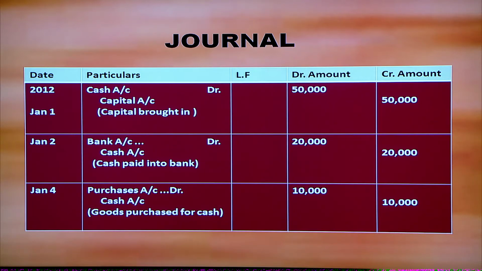That is the narration. After writing the narration in the particulars column, we have to draw a line. Here amount 10,000 in the amount column, that is on January 4th, purchased goods worth rupees 10,000. So purchases account debit 10,000 to cash 10,000 in the credit column.